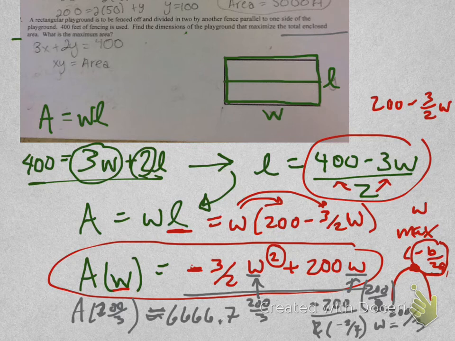And let's make sure we answered it. What is the maximum area? Oh, look, it also said find the dimensions of the playground. So we need more. Of course they do. We need to find L now. What's L?